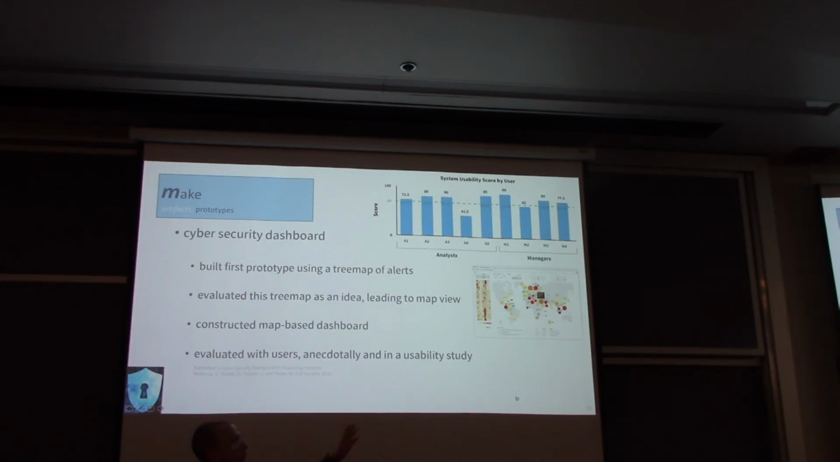And then for the cybersecurity dashboard project, when we were building a prototype, I showed an example of one of the prototypes that we created. We built our first prototype using that tree map view that I showed you earlier. After evaluating that as an idea, we switched to this map-based view you see here on the screen, and then we built this map-based dashboard. This was an early prototype of this system.